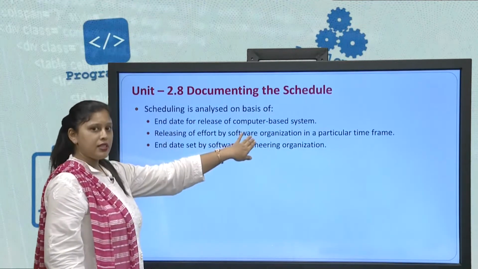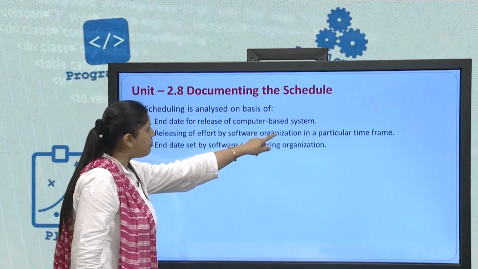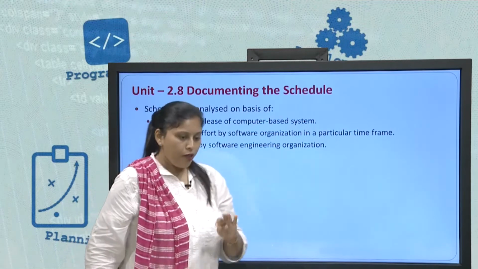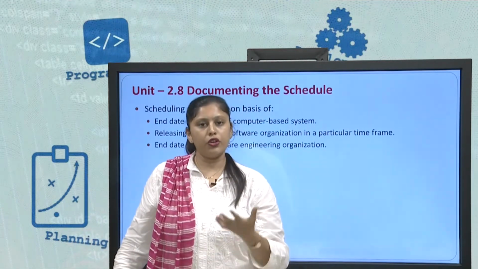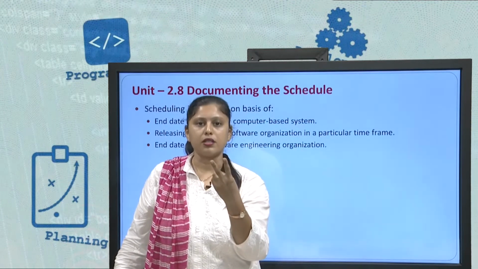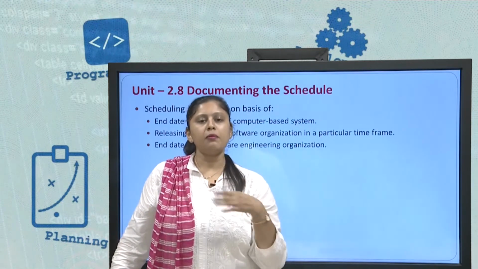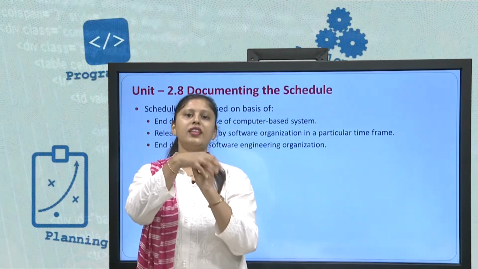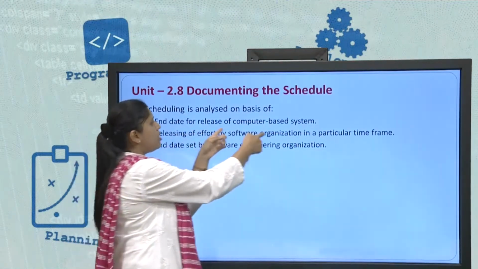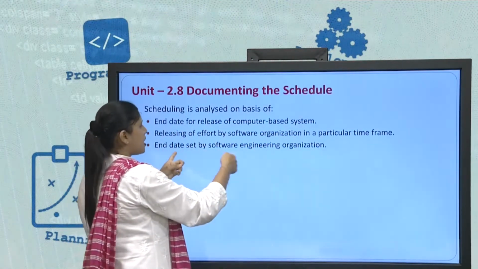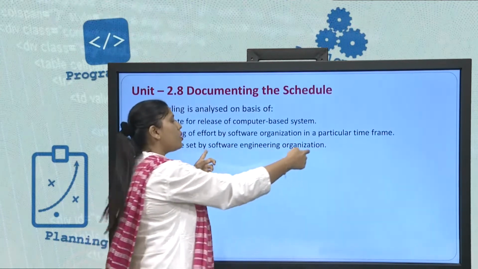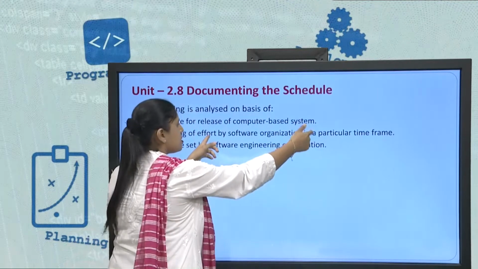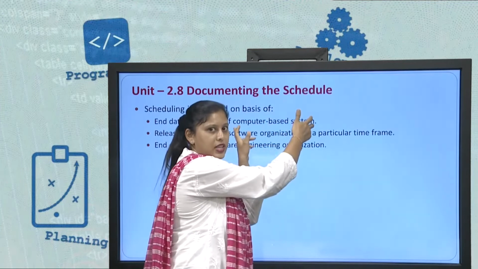I am skipping the second point for the time being, just read the end date for release of the computer based system and the end date set by the software engineering organization. If I am asked when I am going to deliver you a software, probably I would say after 2 months. But when it actually comes, I am able to deliver the software maybe only after 65 days. So those 5 days more that I took is the difference between the end date for release of the computer based system and the end date set by the software engineering organization. Stated was 2 months, that is 60 days, and actually when I gave it, it was 65 days.